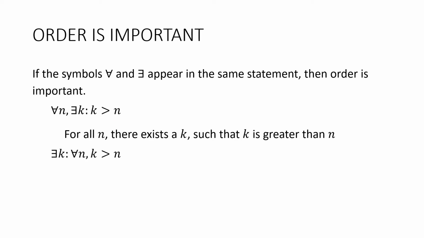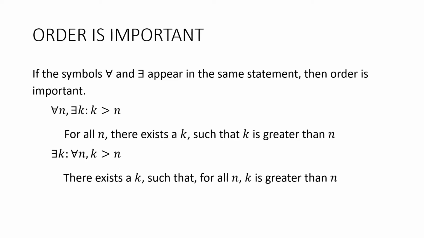What happens when we switch these around? There exists a k such that for all n, k is greater than n. And this one is not true. Think about why. There exists a k such that no matter what number we think of, k is always going to be greater than it. That's not true. Okay, so order is important.